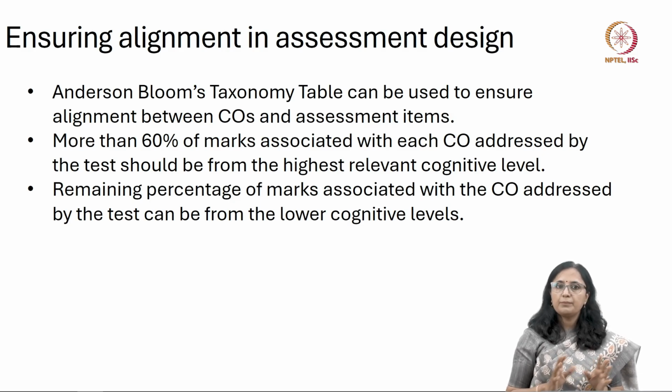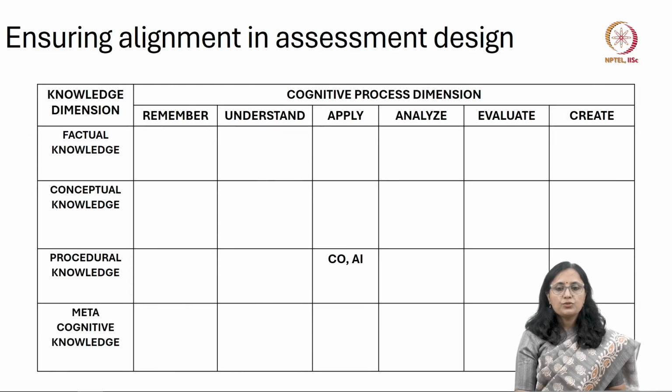Probably this is sounding a bit confusing. Let us again see through some example. If you see this particular table, what do we mean by alignment? By alignment, we mean that if say the course outcome is pitched at apply procedural knowledge, then the assessment item should also assess students' ability to apply procedural knowledge.